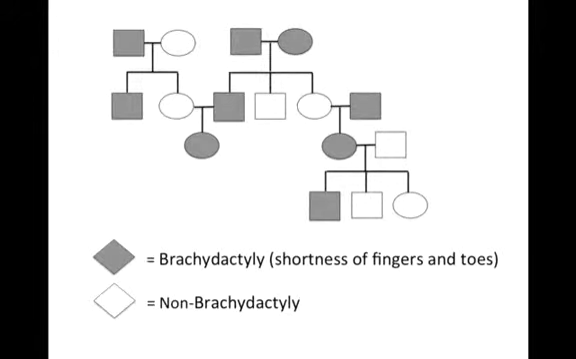Okay, so here's a pedigree to remind you. The squares are males and biological males, and the circles are females. So we're looking at a trait here called brachydactyly, which is shortness of the fingers and toes. And so go ahead and pause if you want to guess at what might be going on here between brachydactyly and non-brachydactyly in this family, and then we'll continue with it.